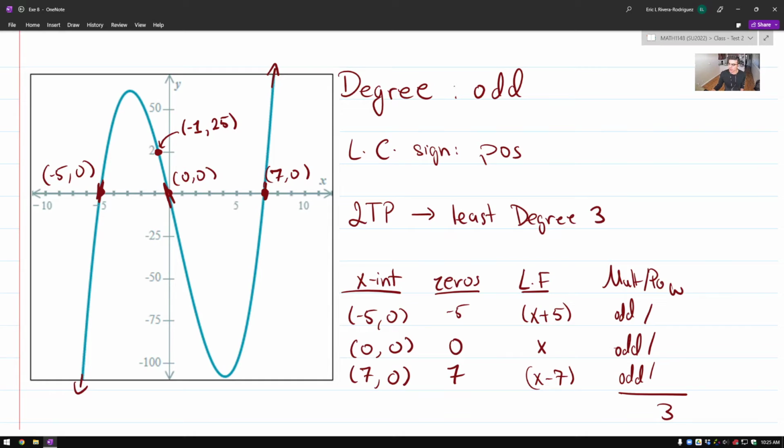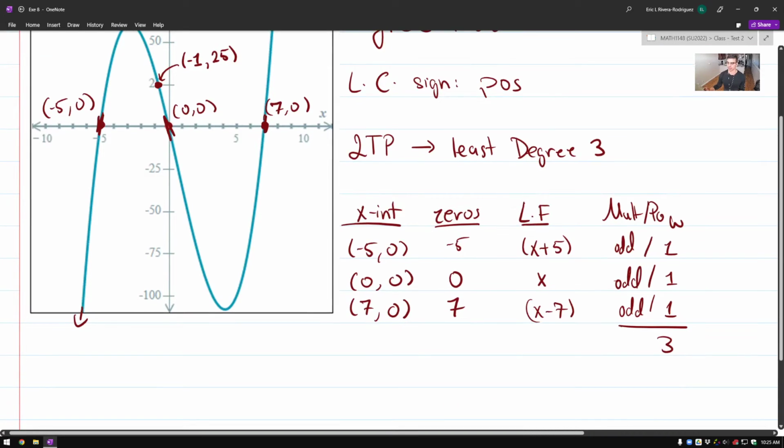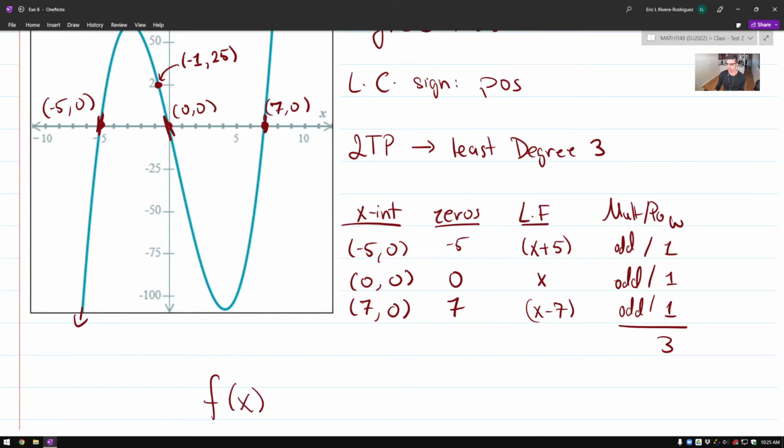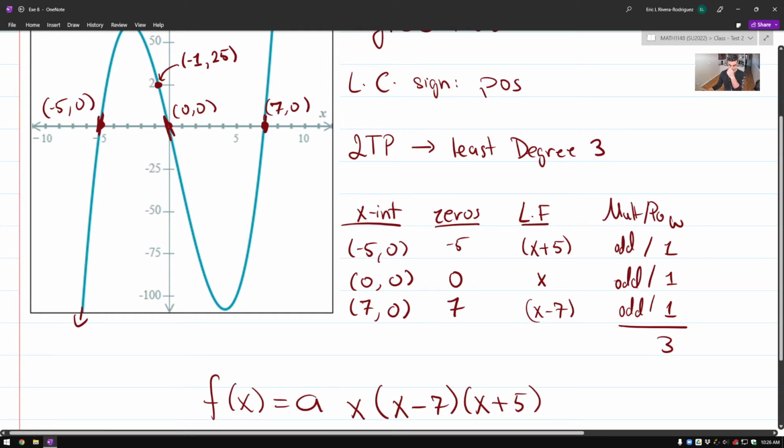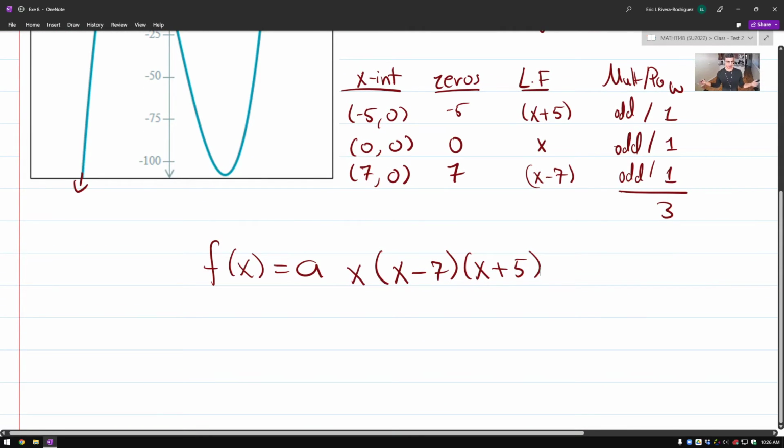So now that we know the category of the multiplicity, we can come up with values for the power of each linear factor. 1, 1, 1, the sum is 3. We keep things simple. 1 is odd, so we have decided that the power of each factor is going to be 1. We start writing our equation for this polynomial, and what is missing here is the leading coefficient.